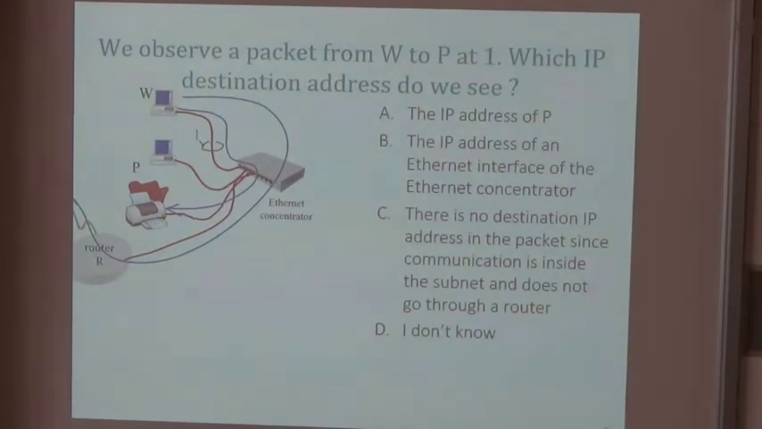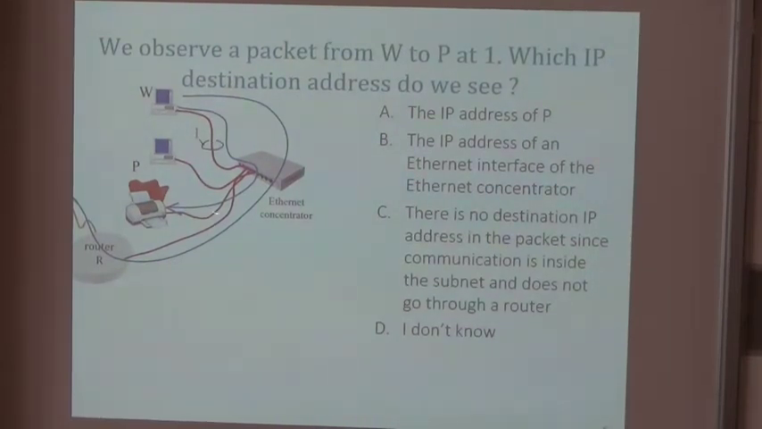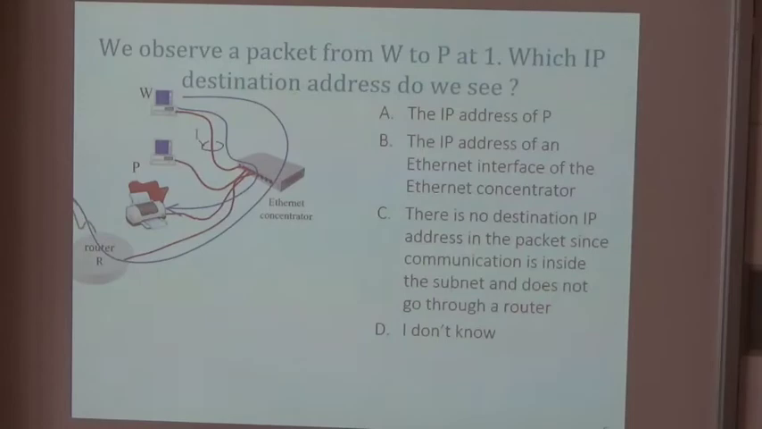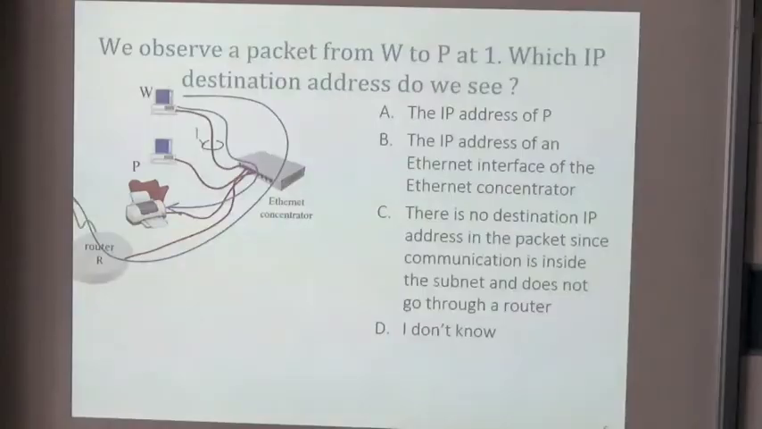But before that, a little question here. We observe a packet from W to P at this observation point number 1. Which IP destination address do we see at this observation point? I close in 5 seconds.